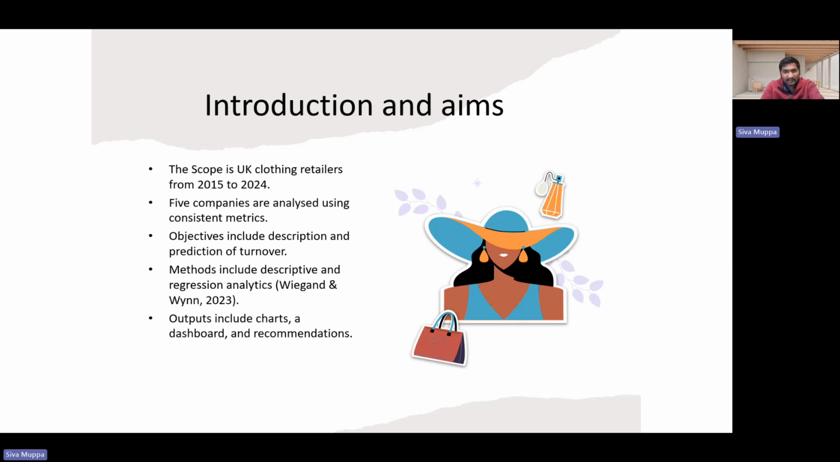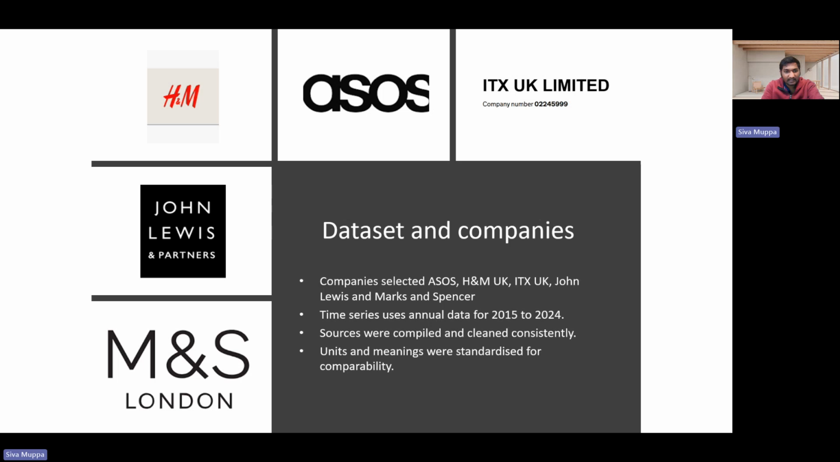This presentation analyzes performance in the 5 UK clothing retailers between 2015-2024. The analysis is a combination of descriptive statistics and predictive. Coming to the next slide, the dataset is of 5 leading operators in UK. ASOS and ITX online on fast fashion propositions are taken up. H&M UK has global presence.